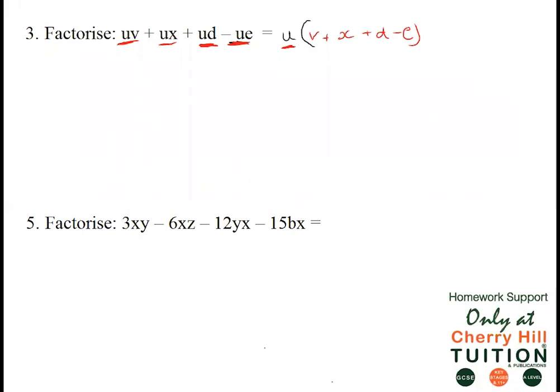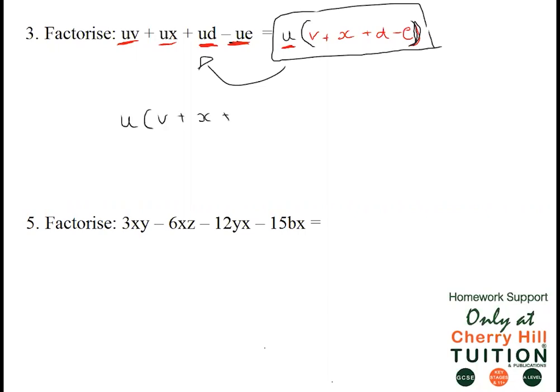Okay, so we have now factorized this successfully. In order to double check if our answer is correct, let's expand this and check if we get this. Okay, so let's rewrite this here. So u, v plus x plus d minus e.